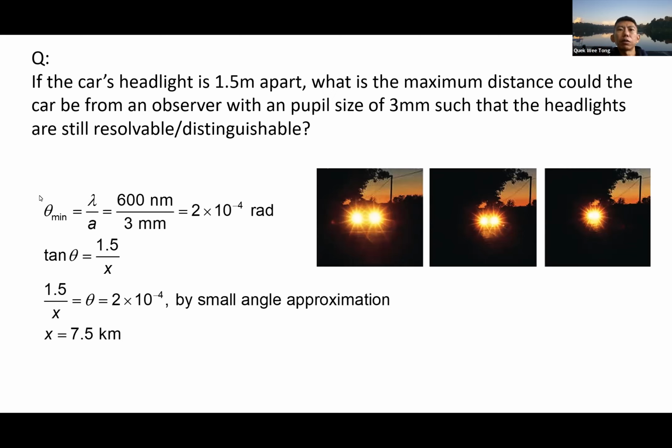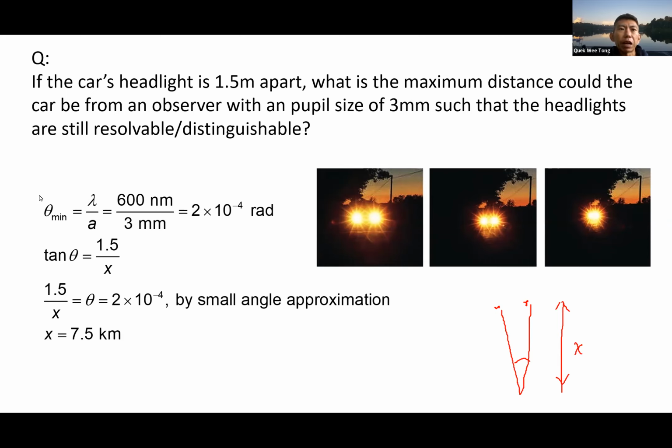Second step, you do the same thing. Actually, you don't need tangent, you can simply put theta. This theta also equals 1.5 meter divided by the distance. You see here the two headlights are here and here, 1.5 meter, and they are very far apart already. So this angle is much bigger than it should be. It should be very, very small. So this is your theta minimum. So you just take 1.5 meter divided by this x, that will be equal to theta, and you solve for the unknown x.